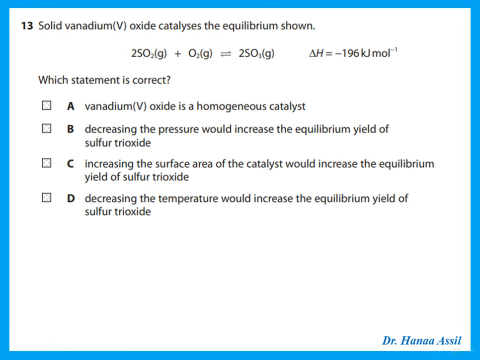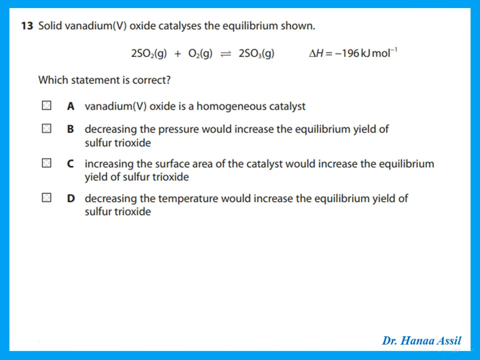So B is wrong. Increasing the surface area of the catalyst would increase the equilibrium yield. Remember that a catalyst does not affect the yield. It only affects the rate of the reaction, causing both forward and backward reactions to be faster, but it does not affect the yield. So C is wrong.